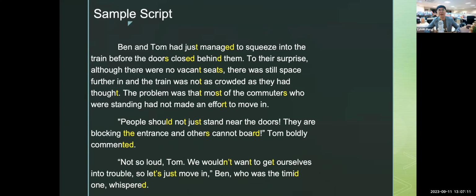So Ben and Tom had just managed to squeeze into the train before the doors closed behind them. Can you hear the D and the T? Very clear, right?